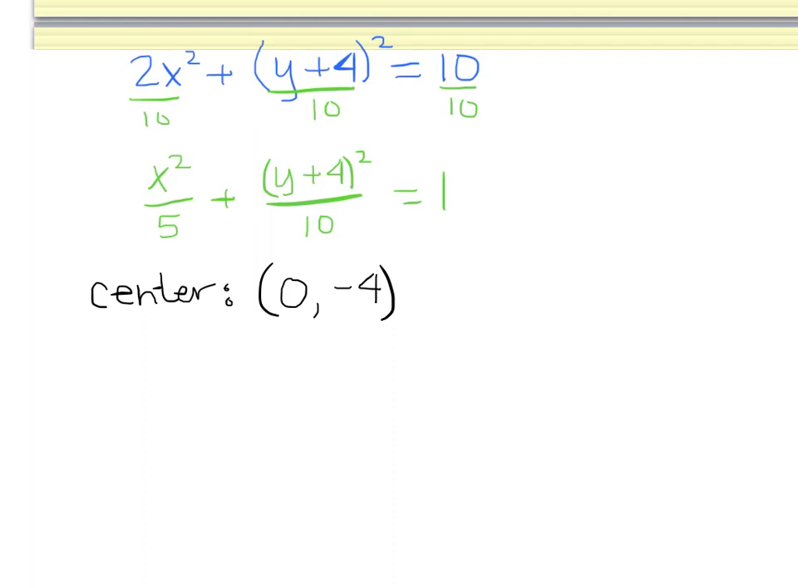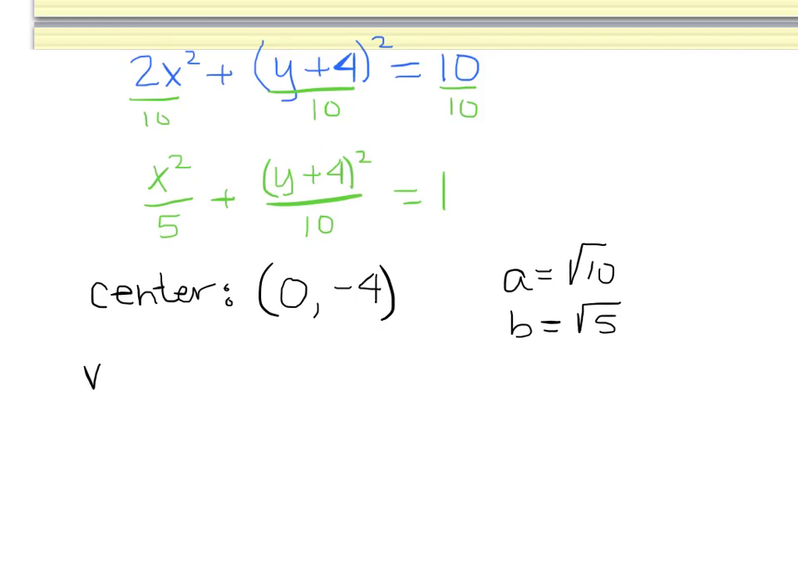The next thing I'm going to do is I need to identify what my a value and my b value are so that I can go and find my vertex and covertex points. So a, if you remember, is the largest value of the denominator. So a equals the square root of 10. And b then is equal to the square root of 5.